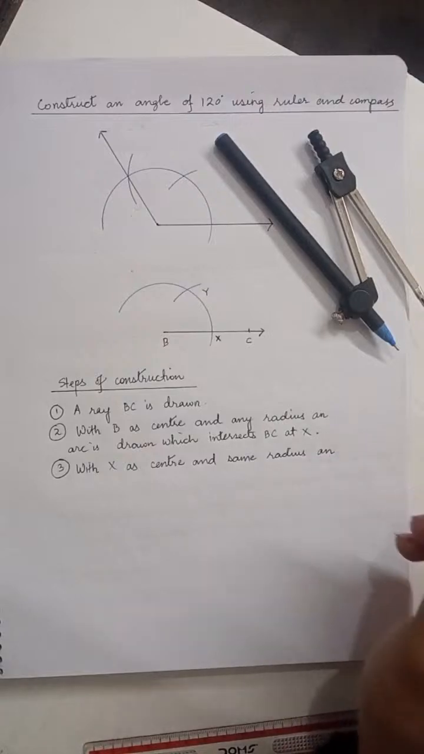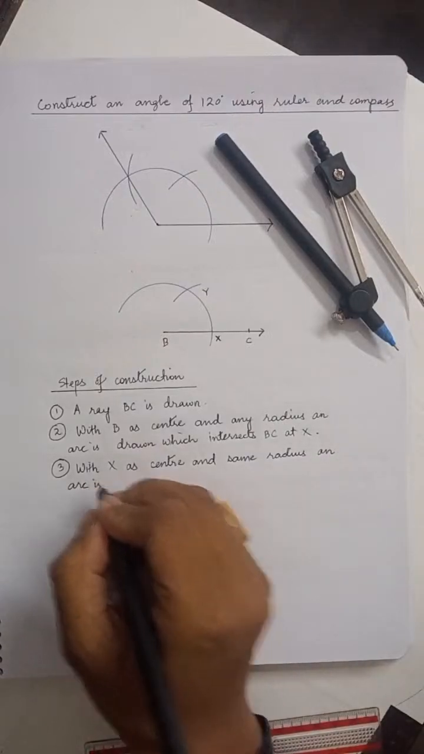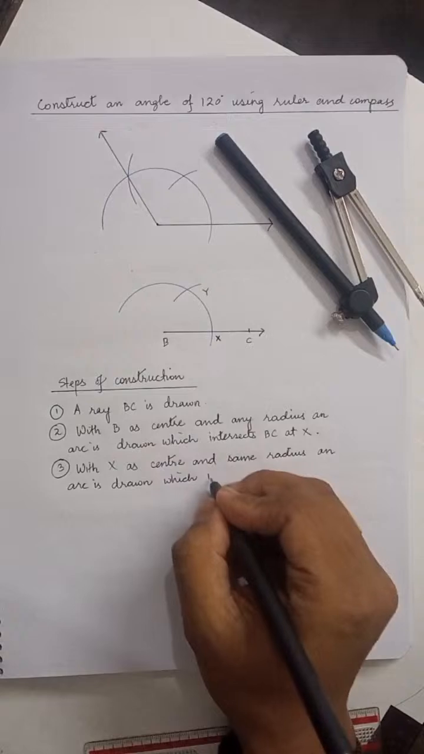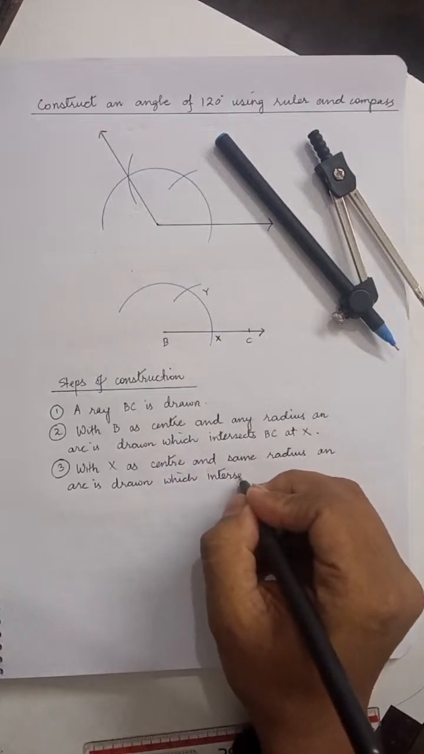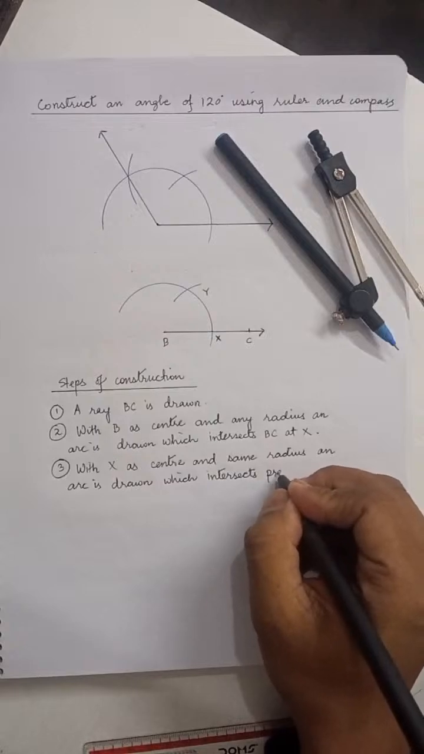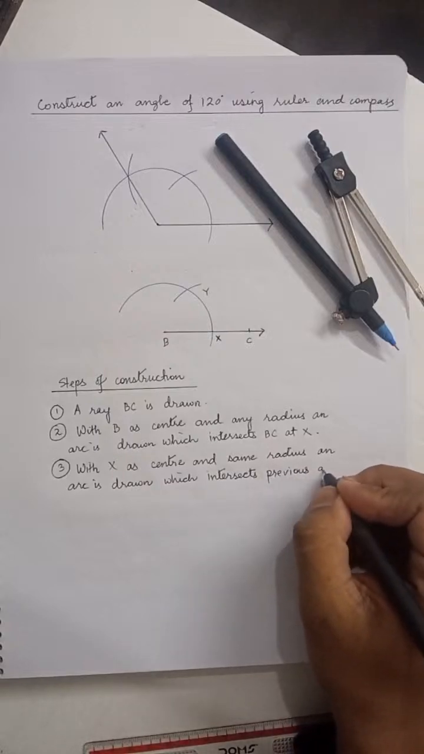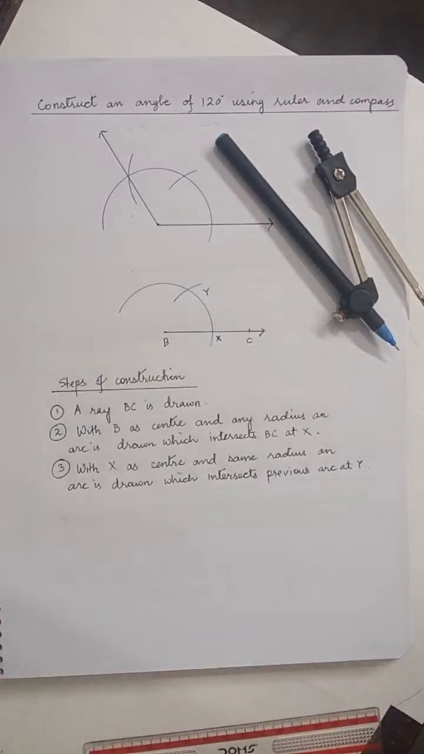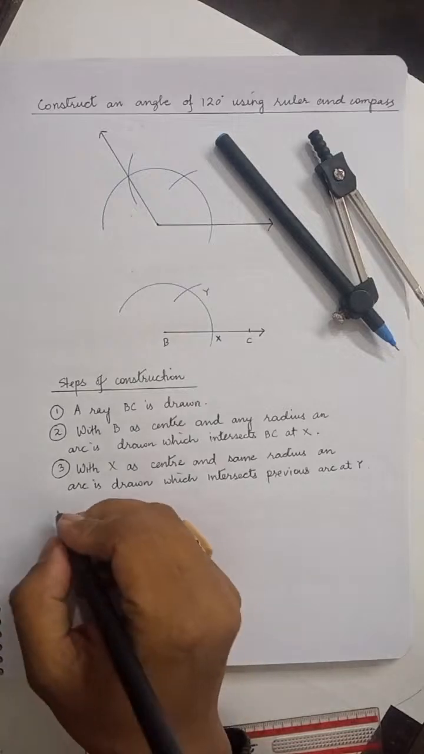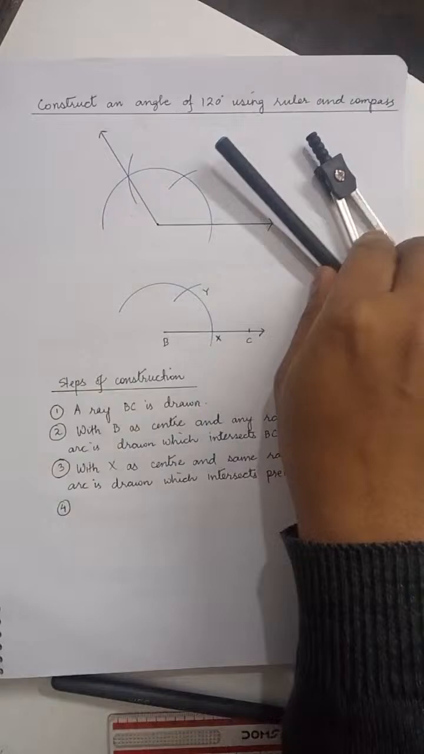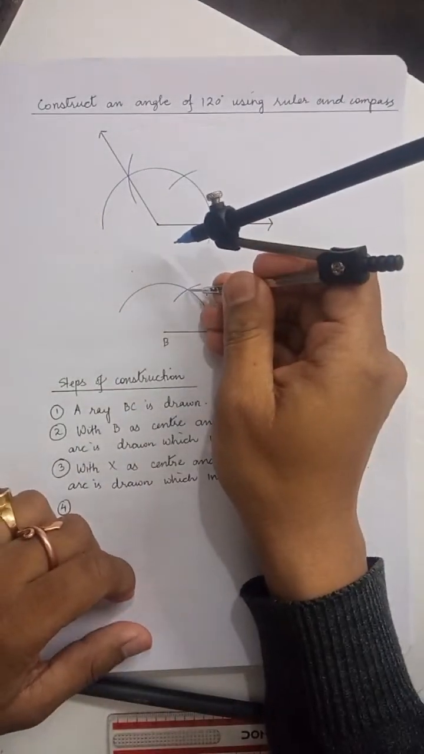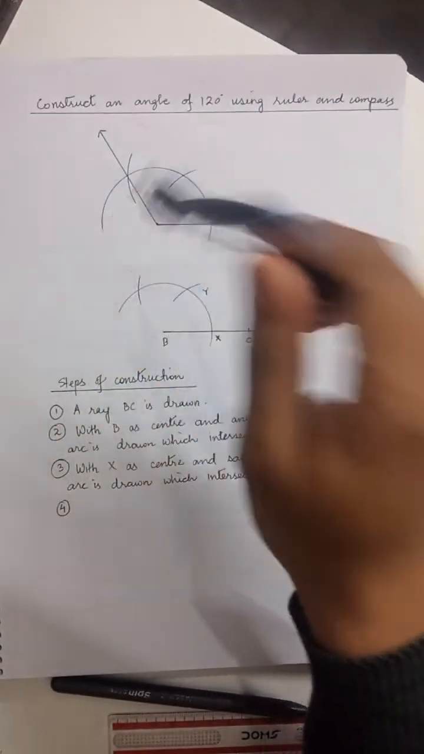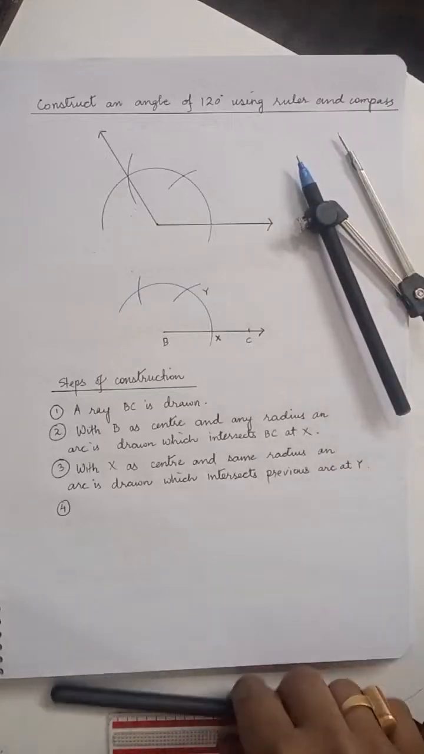An arc is drawn which intersects the previous arc at Y. Okay, then what we'll do, we will place the tip of the compass at Y and draw one more arc. And let us name this intersecting point Z.